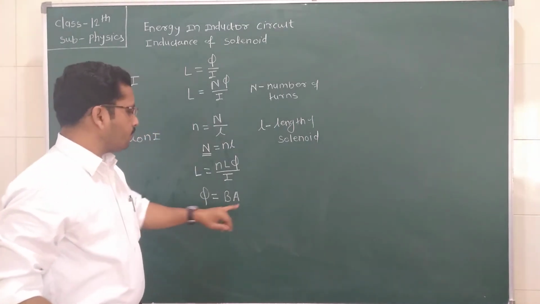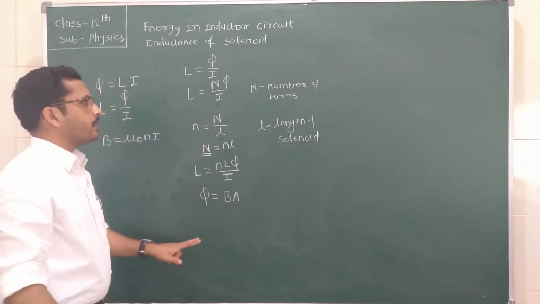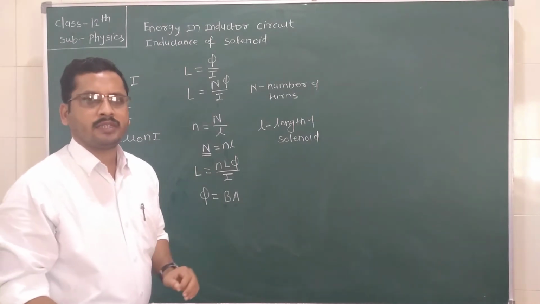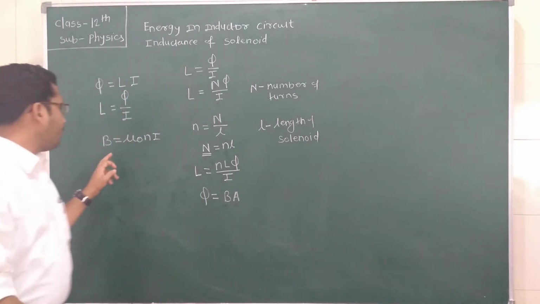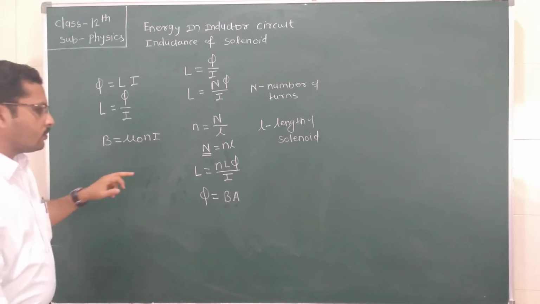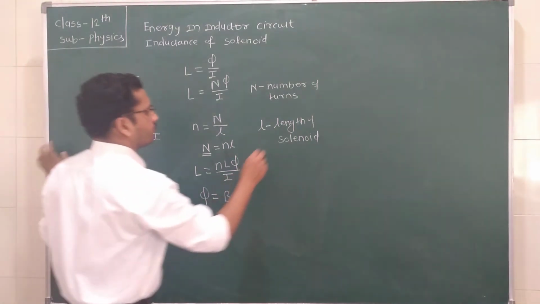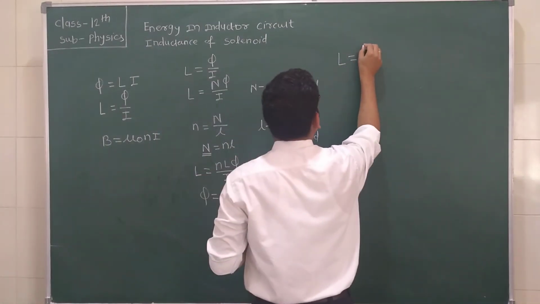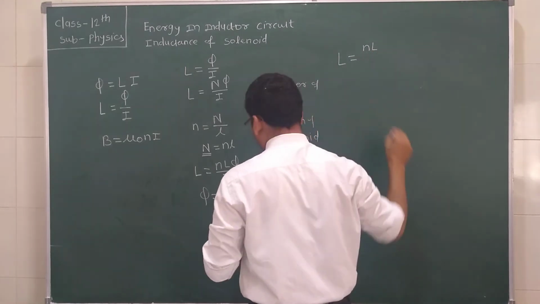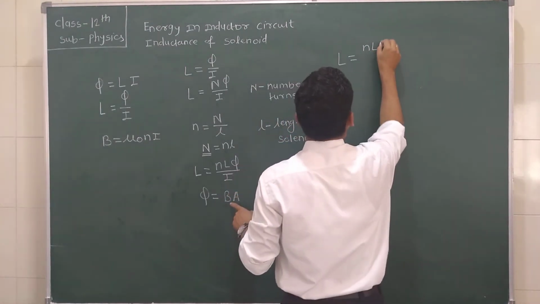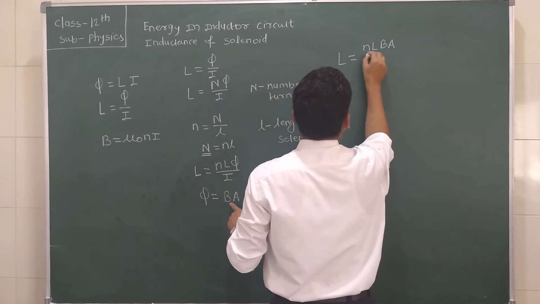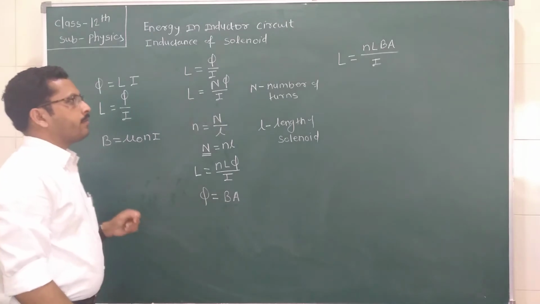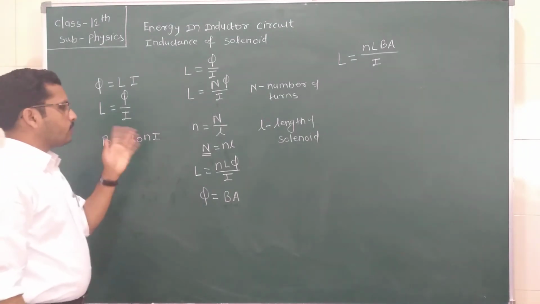So phi is equal to B multiplied by A, but we know that when a current is passed through a solenoid, the magnetic field produced at the center of a solenoid is given by B is equal to mu 0 n I. So we can write L is equal to N l into phi. What is phi equal to? It is equal to B multiplied by A, divided by current I. But what is the magnetic field produced at the center of the solenoid? It is equal to mu 0 n I.